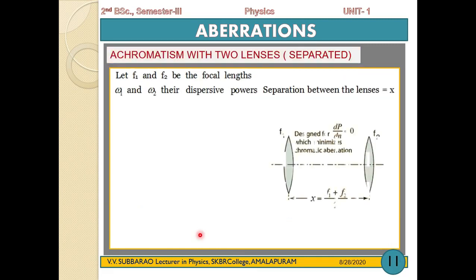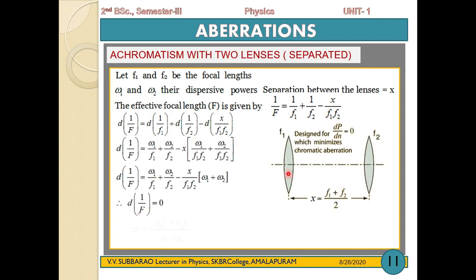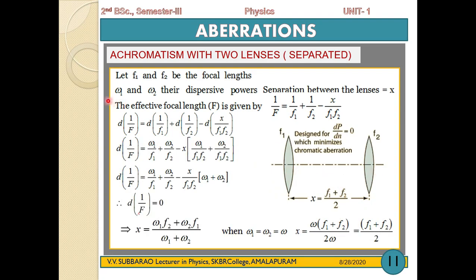Achromatism, two lenses separated by a distance. Let us consider two thin plano-convex lenses of focal lengths f1, f2. They are made up of materials having dispersive powers omega 1 and omega 2. Suppose the lenses are arranged coaxially, separated by a distance x in air. Then the effective focal length of the combination can be written as 1/f = 1/f1 + 1/f2 - x/(f1 f2). Here f is the focal length of the combination.